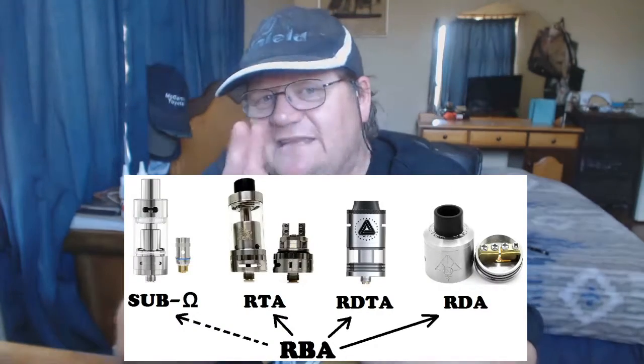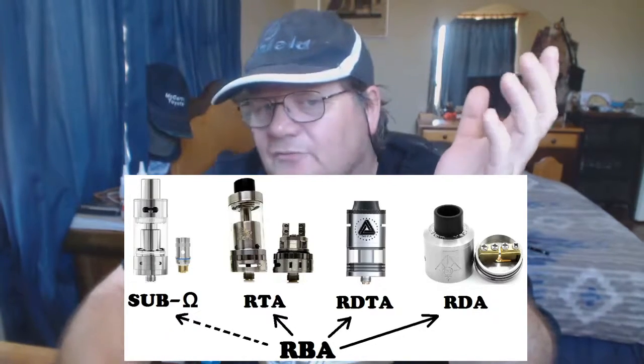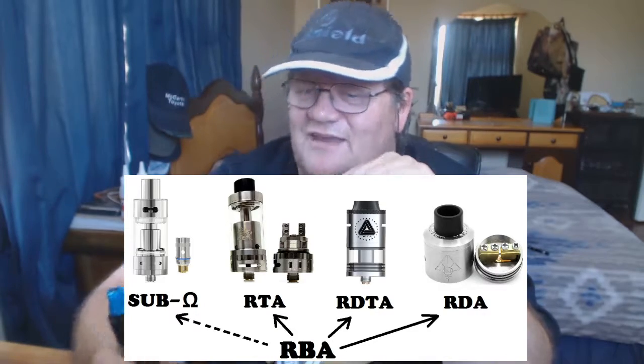So some of them can use one of these pre-built coils, and then you've also got a special deck which you can swap out, which lets you build your own small little coils using wire. All right, then you get the RDTA. Now the RDTA is supposed to be the best of both worlds, combined to get yourself a nice average.